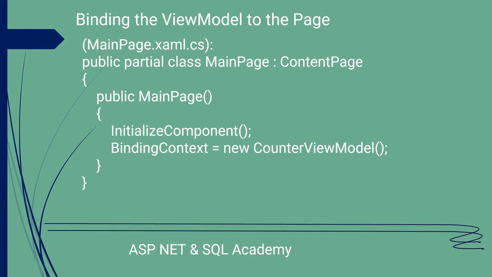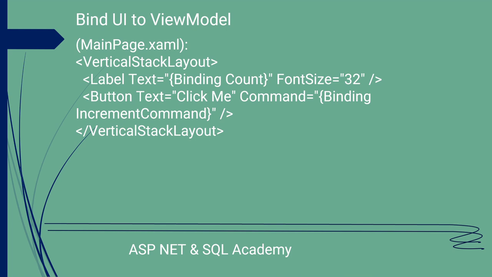You bind your view model to the page using the BindingContext property. This makes the data accessible to the XAML. The label displays the bound count value and the button is bound to the increment command. No code behind needed.